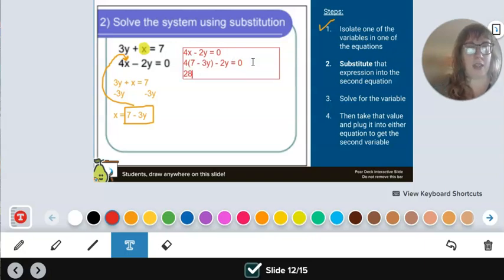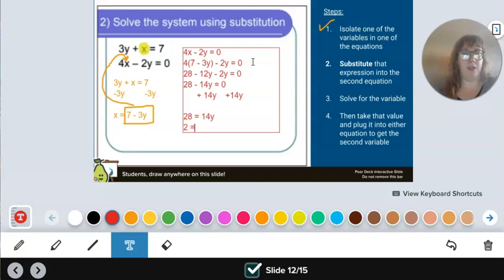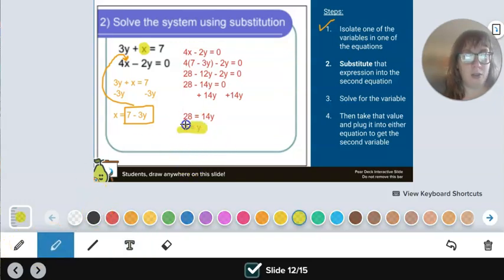Distribute the 4 to get 28. 4 times 7 is 28. 4 times negative 3y is a minus 12y. And then we have our minus 2y equals 0. Negative 12y minus 2y is a negative 14y. We can add that 14y to the other side so we can get it away from the 28. And then we're just left with 28 equals 14y. Divide both sides by 14. 28 divided by 14 tells us that y is equal to 2.